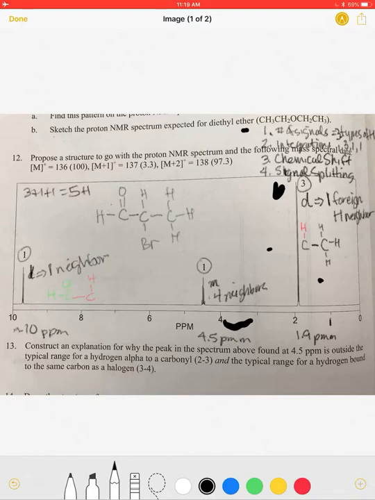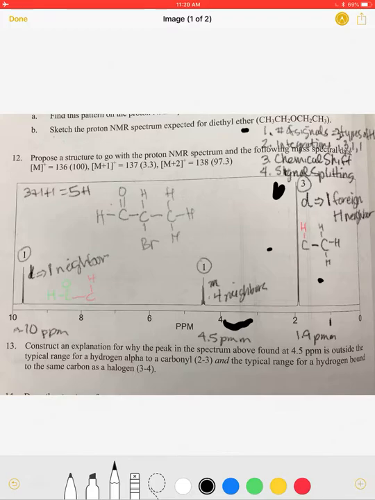Let's look at the chemical shift for the 3 hydrogens. Notice that they're 1, 2, 3 bonds away from a bromine. So instead of being close to 1, they're almost past 2. They're close to 2, so that makes sense that they're not close to 1, but close to 2, because they're 3 bonds away from a bromine.